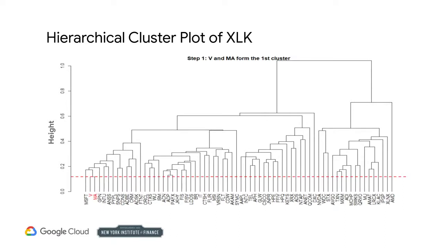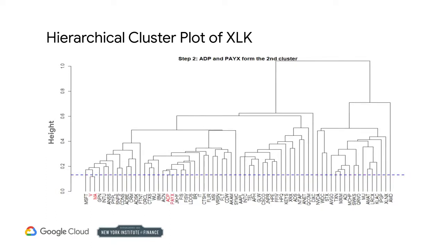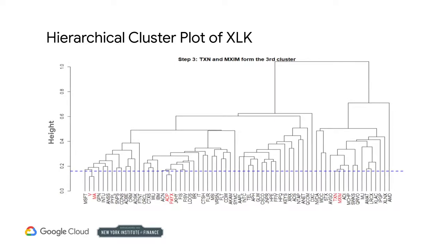Here you can see that V, or Visa, and MA, MasterCard, are the first companies to form a group. They have the lowest height value along the y-axis. The next most similar companies are ADP and PayX, both payroll processing companies. They have the second lowest height. Then comes TXN, or Texas Instruments, and Maxim. Again, this is the closest distance between two stocks.